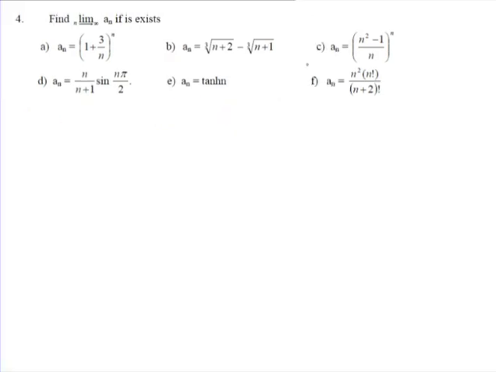Okay, in C we have the sequence n squared minus 1 over n, the whole to the n. Okay, we need to rewrite this sequence first in different forms.